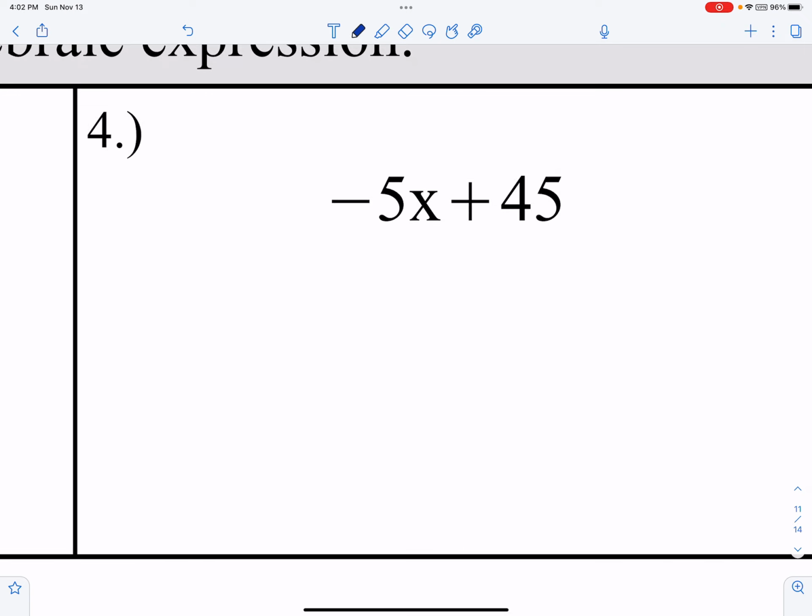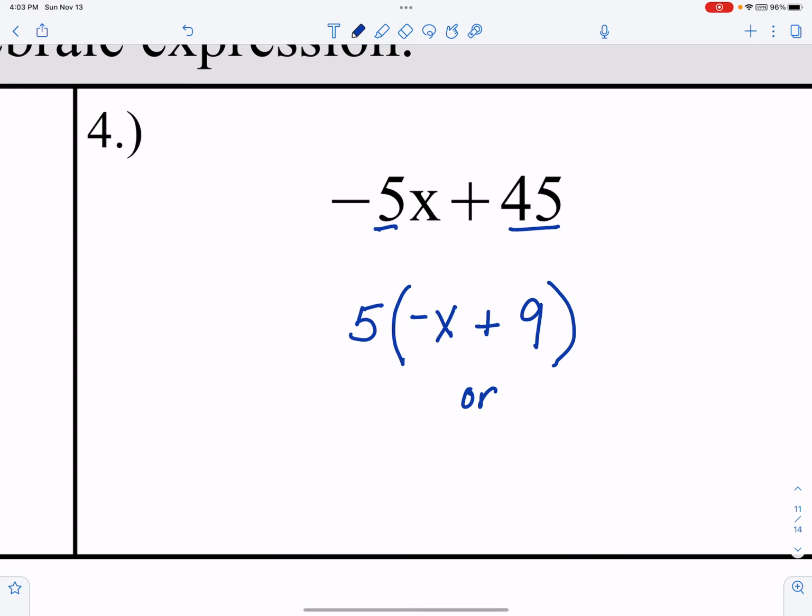All right, and then the last one, it's in this form, so I'm going to factor it. So I'm looking at the 5 and the 45. I know that I can factor out a 5. So I'll go ahead and factor out the 5. And so 5 times negative x will get me the negative 5x. And then 5 times the 9 will get me the 45.